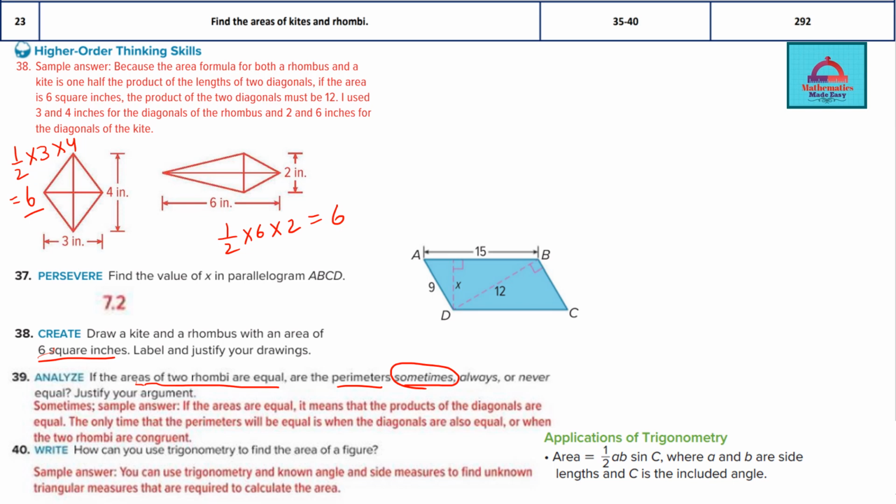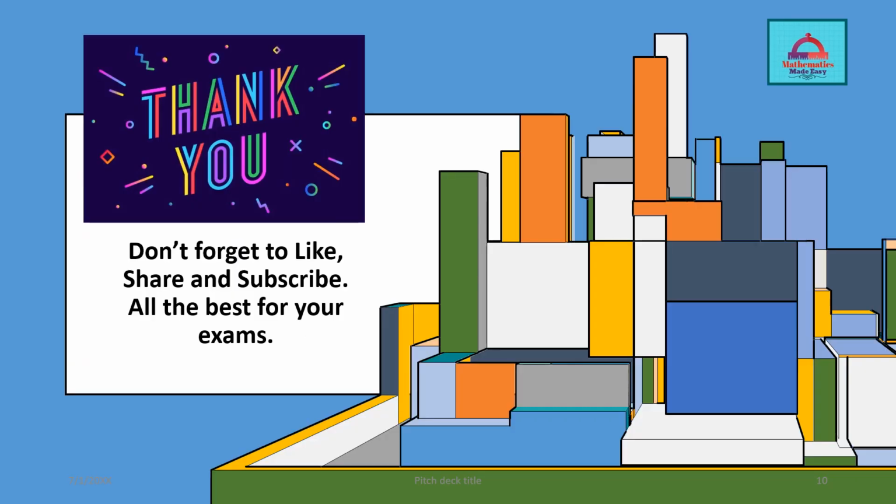Now, how can you use trigonometry to find area of a figure? The answer is very simple. We have done a lesson on applications of trigonometry where we have done this formula. Area is equal to 1 by 2 small a multiplied by small b sine C. So this is how you can use trigonometry, because you are using sine ratio to find the area of the triangle. That brings us to the end of today's session for the free response.